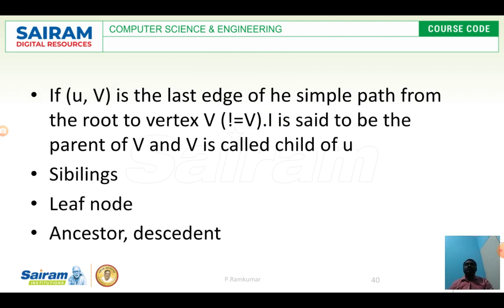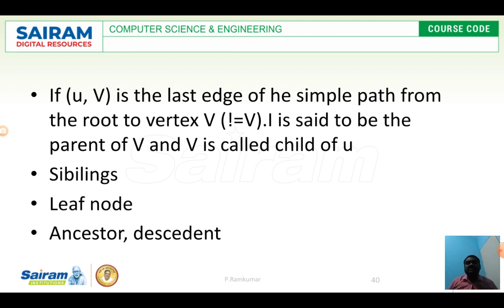And if (u, v) is the last edge of the simple path from the root to vertex v, and u is not equal to v, then u is said to be the parent of v. Parent of v, I will tell you one real life example. Our grandparent is the parent of our parent, and our parent is the parent of us. So we are the child. If we have children, they are called children nodes.